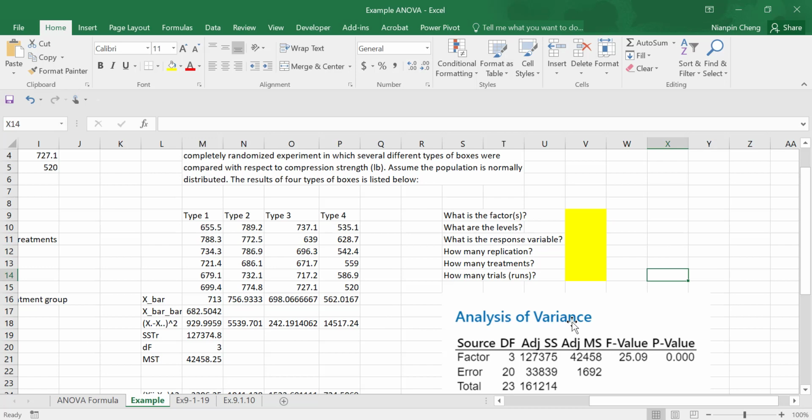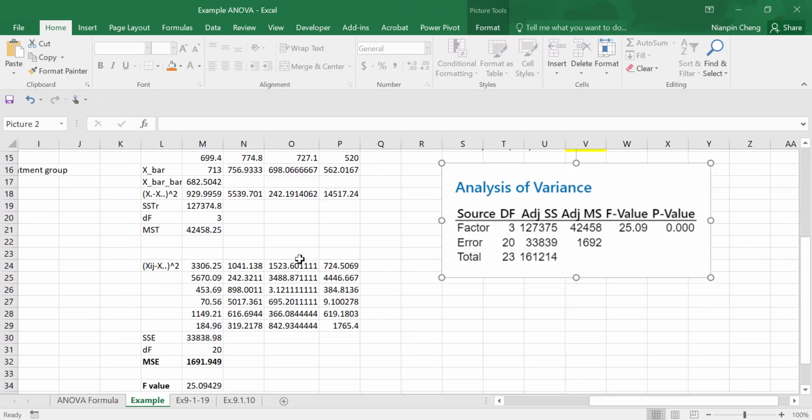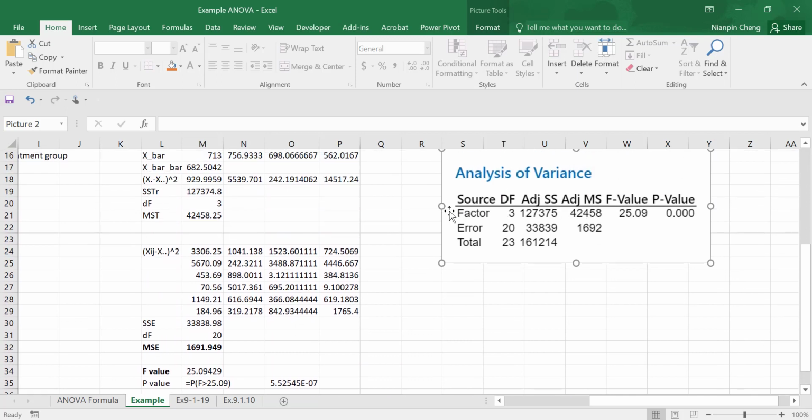Then when you're finished, you know how to use Minitab, and also you know how to manually generate this ANOVA table. So that's the completion of this lab.